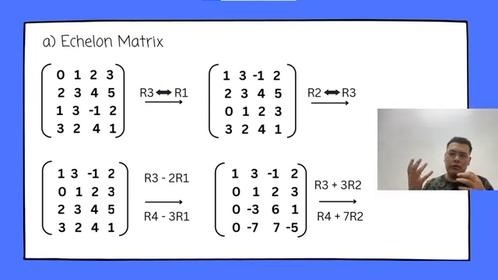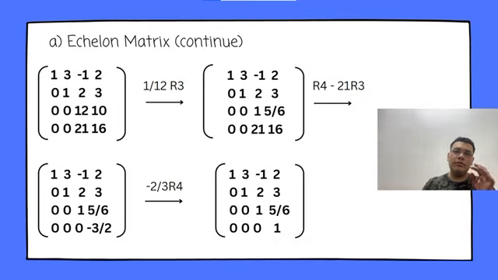After that, we will take row 2, multiply it by 3, and add it to row 3. And for row 4, we'll add 7 R2. So we will have this matrix: 1, 3, negative 1, 2, 0, 1, 2, 3, 0, 0, 12, 10, 0, 0, 21, 6. Now we're almost done with row 3. We'll just need to make the 12 a 1. So we'll multiply by 1 over 12, and we finished row 3.